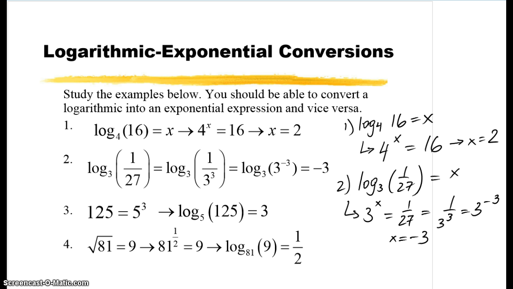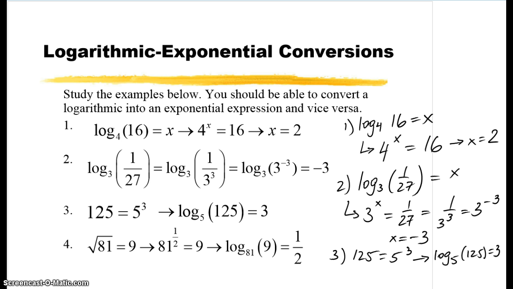Look at number 3. We're going in the other direction now. We start with 125 equals 5 cubed. That's an exponential expression, and what we're saying is we can convert this into a log expression. We can instead say log base 5 of 125 is equal to 3, because log base 5 of 125 means to what power do I raise 5 in order to get 125? And the answer would be 3.